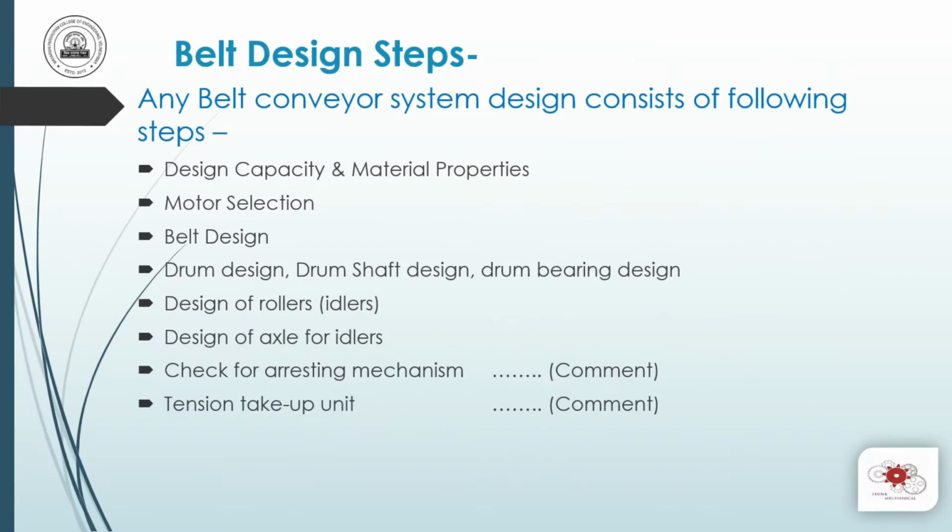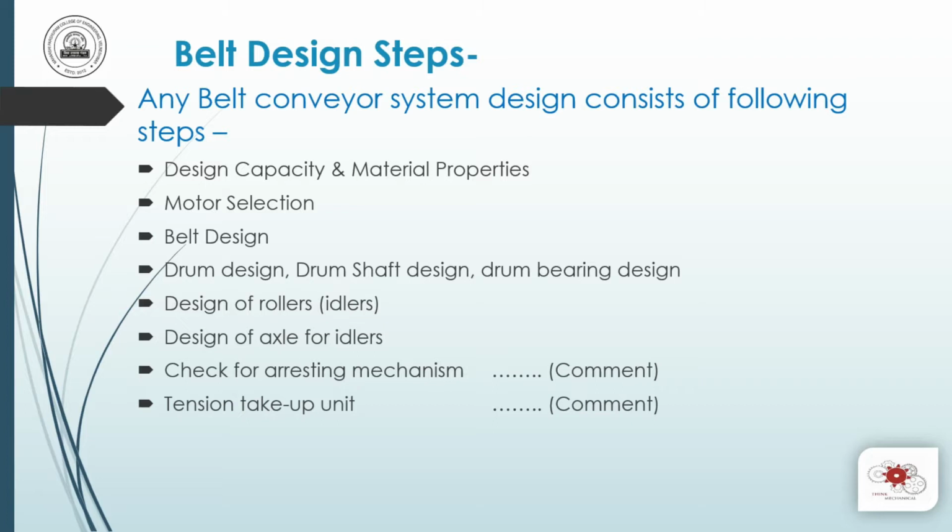Now in any belt design, whether it is a flat belt conveyor system or whether it is a V-belt conveyor system, we have to follow certain design steps. So those steps are nothing but design, capacity and material properties we have to find out. That is step number 1. Step number 2, we have to select a motor. In step 3, we have to design a belt. Then in step 4, we have to design drums, then drum shaft and drum bearing.